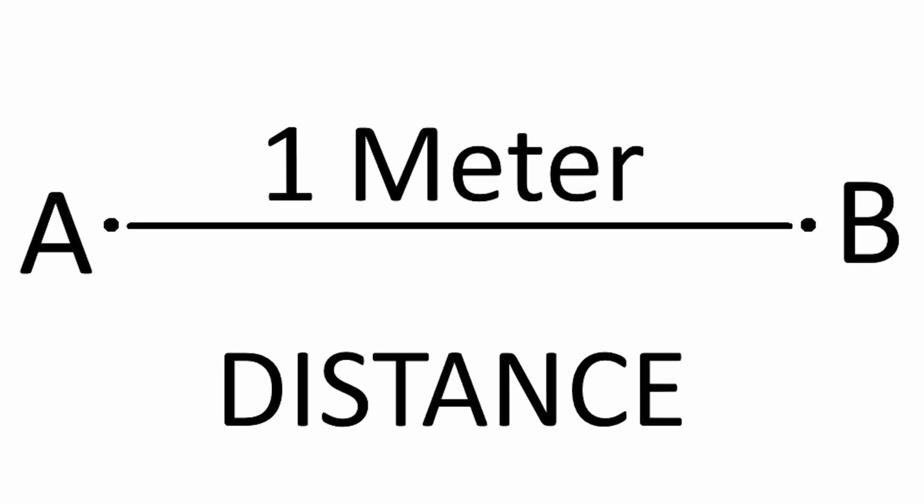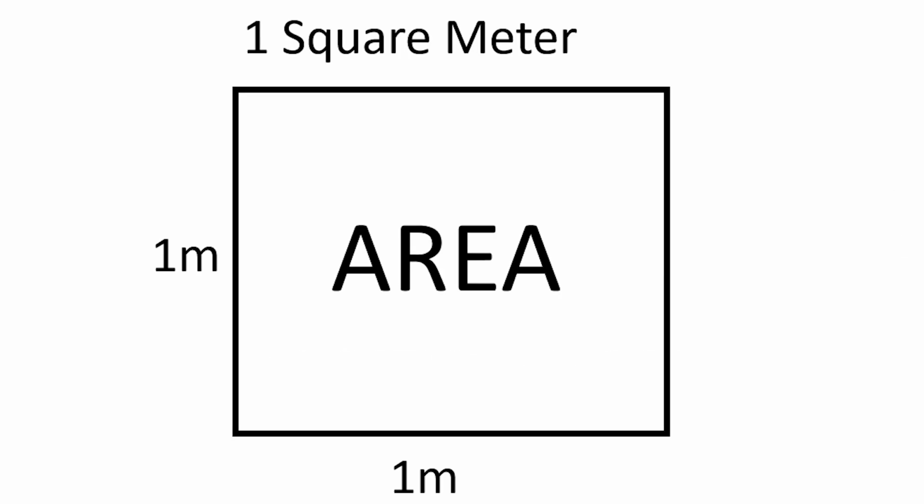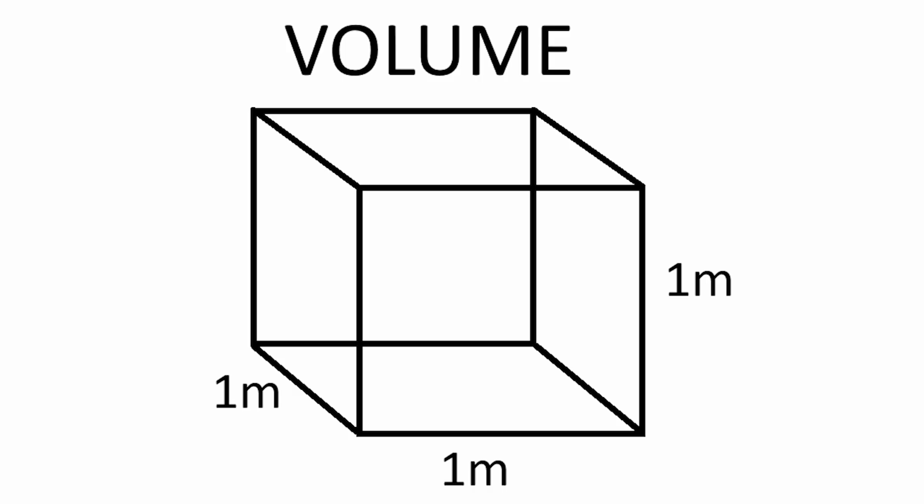So a balloon has a larger volume than a baseball because it takes up more space, while a baseball has more mass because it has more matter than a balloon. When we measure from point A to point B, we get a measurement called distance, such as 1 meter. When we measure the length by the width, we get a measurement called an area, such as 1 square meter. When we multiply the area by the distance, we get a measurement called a volume, or 1 cubic meter.